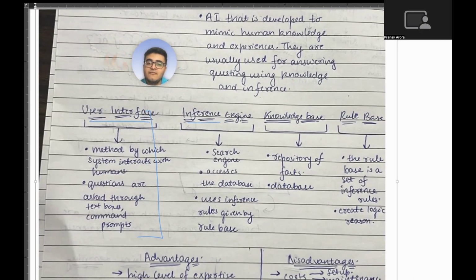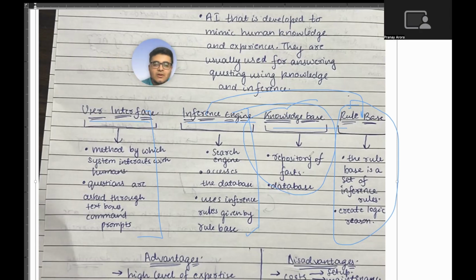Then we also have an inference engine. What does the inference engine do? It is the processor of the AI, you can say. What it will do is follow a set of rules which is given by the rule base. Inference engine is the processor. So first, in the user interface, the user enters their questions. Using the rule base, the inference engine will use the rules from the rule base and search for the information in its repository of facts, in its knowledge base.